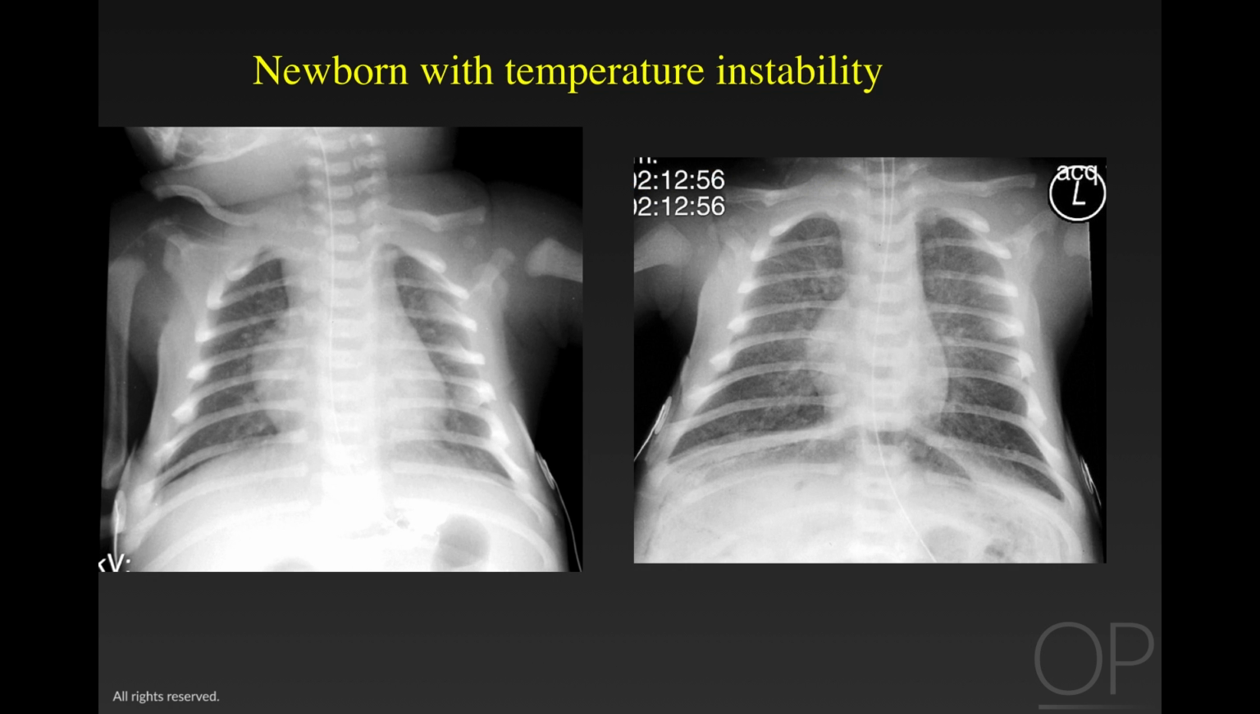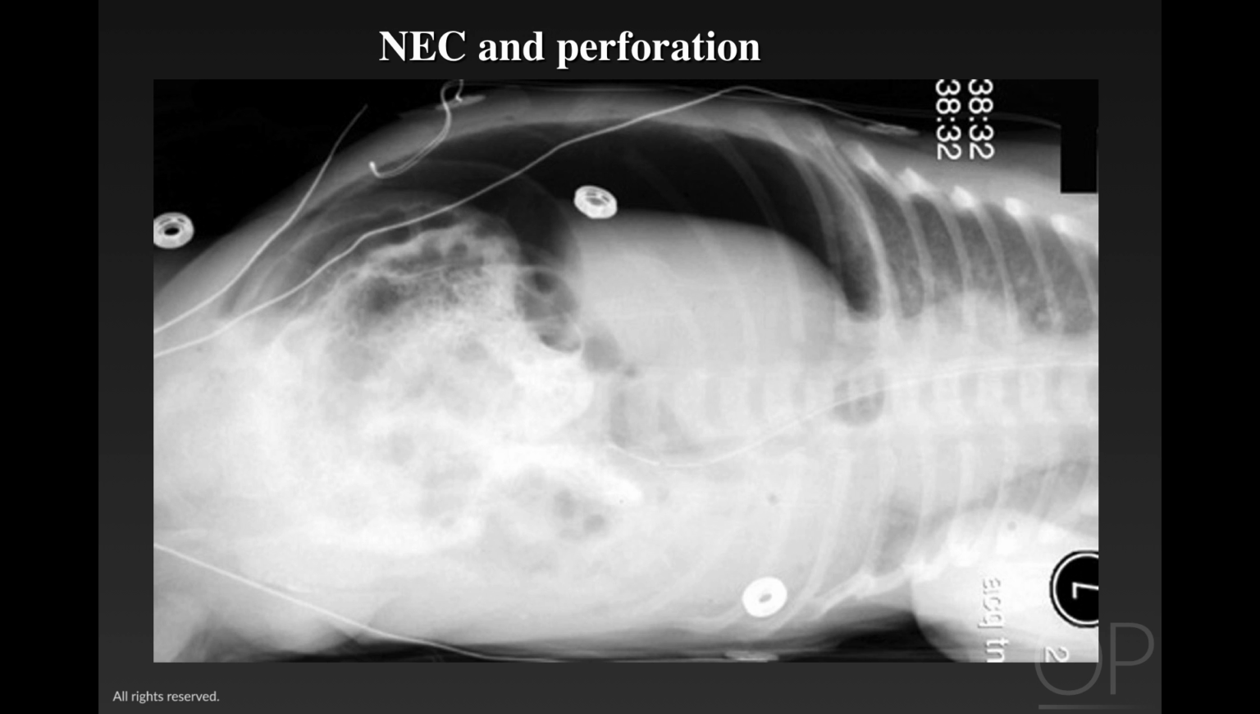This newborn presents with temperature instability, and the X-ray on the left side was performed when the baby was relatively stable. The X-ray on the right side shows us a smaller heart and pulmonary edema because the baby is in shock. Now, the reason for the shock is located below the diaphragm. Here we see a continuous line of gas in a baby with necrotizing enterocolitis and perforation of the bowel. This finding is confirmed by a decubitus view of the abdomen showing the large amount of pneumoperitoneum.